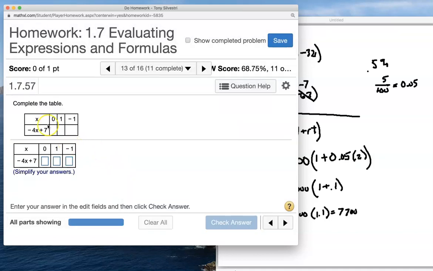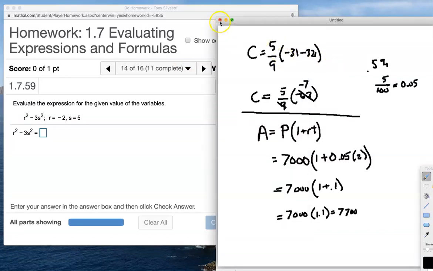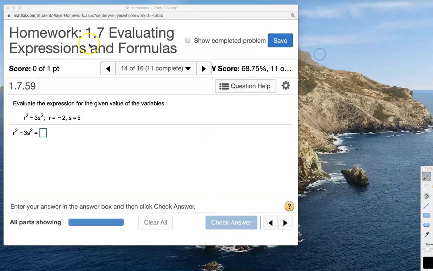Okay, I'm going to let you do this one. This table is horizontal as opposed to vertical, but they're asking you to plug in x is 0, calculate what this value is. Make x 1, calculate what this value is. Put -1 in there, calculate what that value is. So I'll let you do that. Okay, now we're going to get 3 more problems, and then we'll be done with this section.